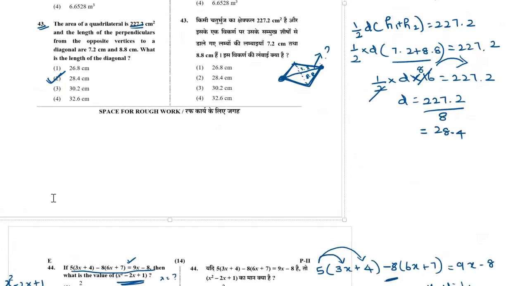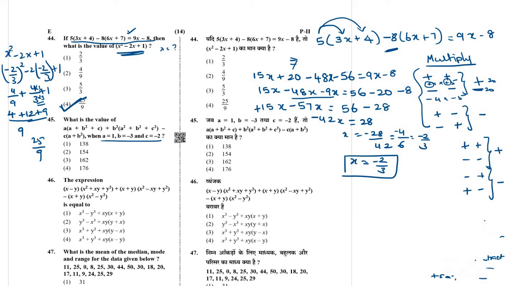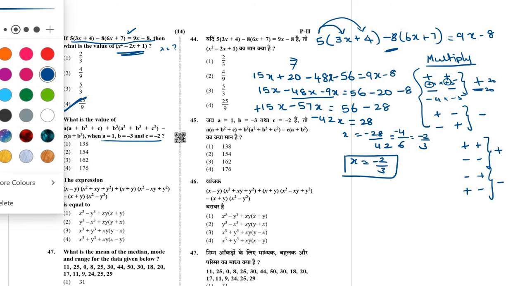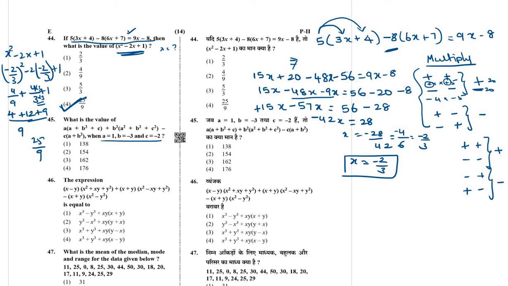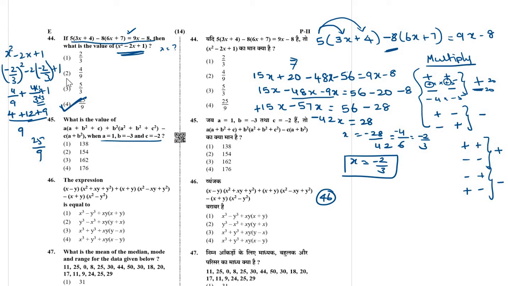So, I need a place to write, that's why I am checking. Okay, the 46th question, I got this one. Now, the 46th question here. The expression, 45th question, 45. So, A value is 1, B value is minus 3. You can put them directly.